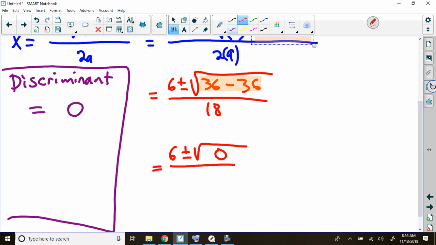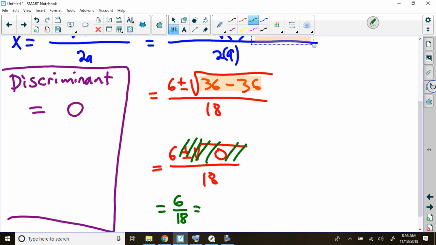Then this is over 18. The fact that we have plus or minus 0, 0 is neutral. Well, if you add nothing to something, we still have the same something. So what that ends up doing is essentially wiping out this. And our answer then is 6 over 18. And we better know how to reduce that down. What's 6 over 18 end up equaling?